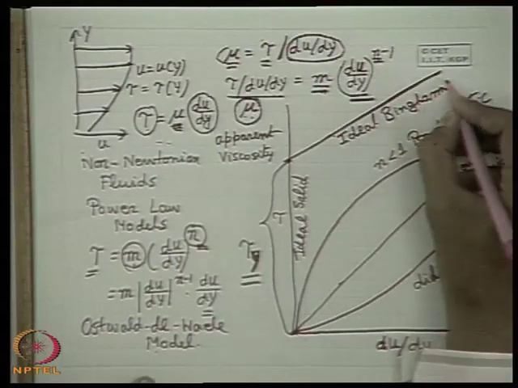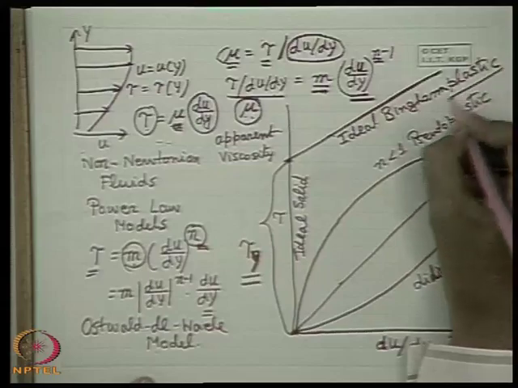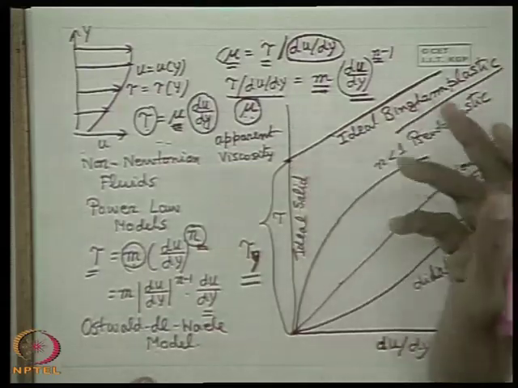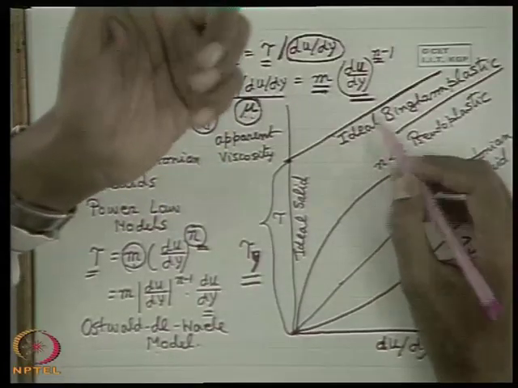So Bingham plastics are those substances which require a certain yield stress to flow. You know, our paste and this type of liquid, they require a certain minimum stress for the flow to take place. And in case of ideal Bingham plastic, the stress and velocity gradient or strain rate relationship becomes linear.